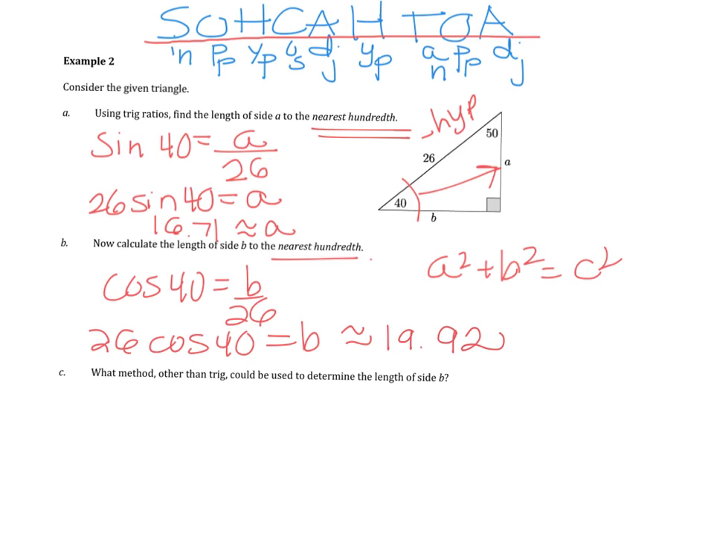So what other method, other than trig, can be used to determine the length of side B? I just stipulated that: Pythagorean's theorem. That's entirely up to you. There are other trig functions that we could use. You could use the angle measure of 15 and set up a trig ratio regarding that. So you have a variety of options. It's just a matter of selecting what you're most comfortable with.